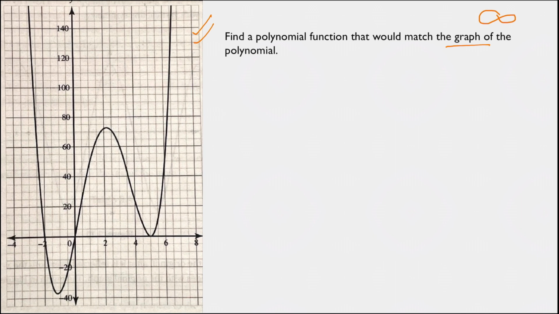What we'll do here is we'll examine the zeros. We have 1 zero here, 1 zero here, and 1 zero here. Let's start with the first one. We have a zero at x is equal to minus 2. A possible factor would be x plus 2.